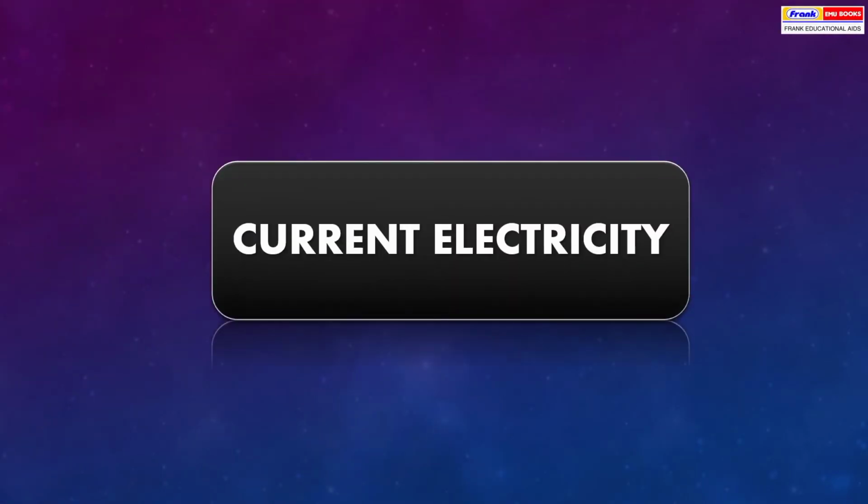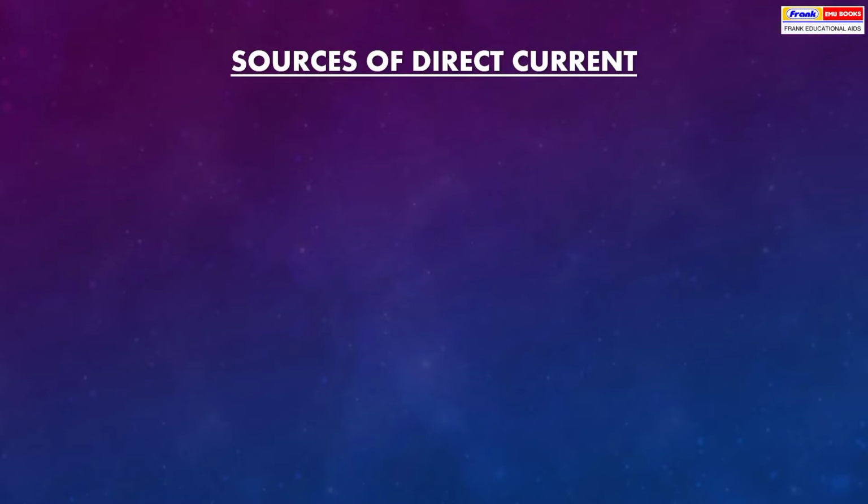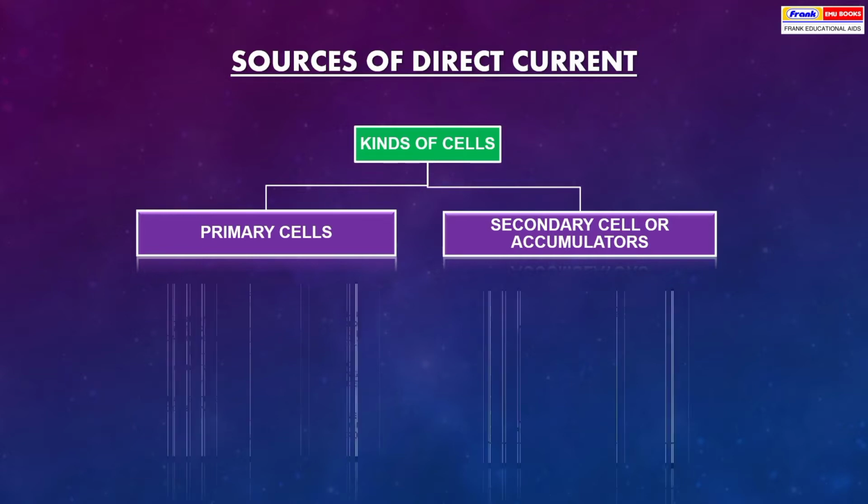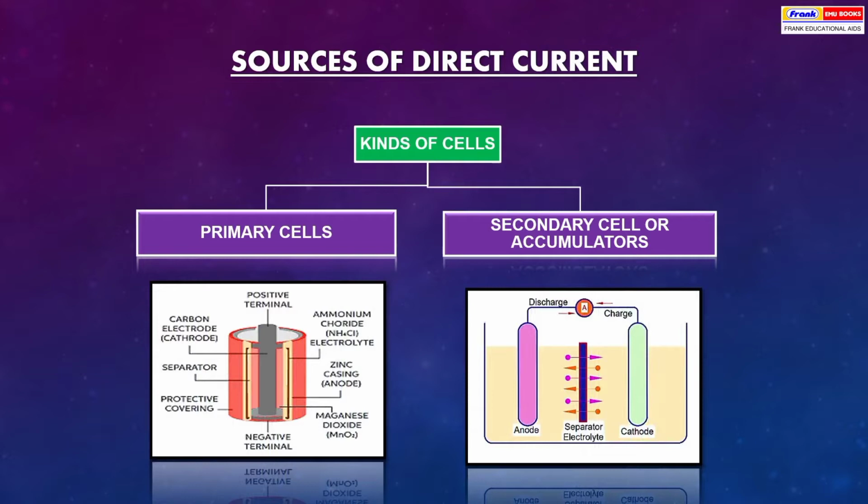Now in this chapter we are going to learn the concept of current electricity. So first we should know the sources of direct current. We have two kinds of cells which are the sources of direct current. First is the primary cell, second is the secondary cell or accumulator. Here is the diagram for the primary cell, and this is the diagram for the secondary cell or accumulator.